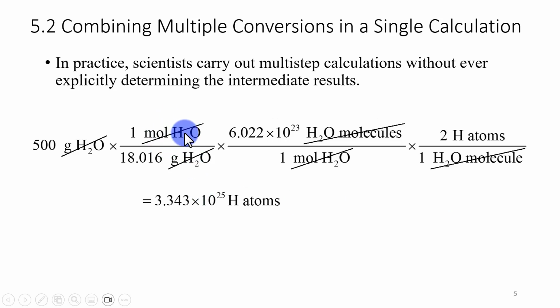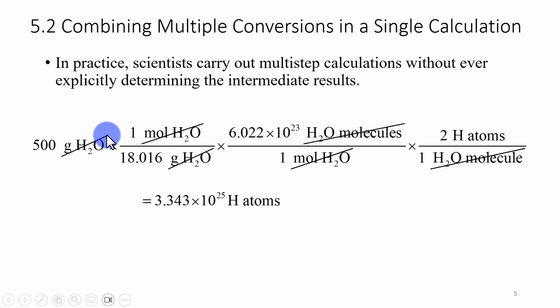So now that I have moles of water, I can figure out how many molecules of water I have by using Avogadro's number, because I know that every mole of water contains 6.022 times 10 to the 23rd water molecules. My moles will cancel, leaving me with water molecules. But the question is asking me how many atoms of hydrogen I have in 500 grams. So if I just stop there, that's only water molecules in 500 grams, not hydrogen atoms. The last step is to convert to hydrogen atoms.